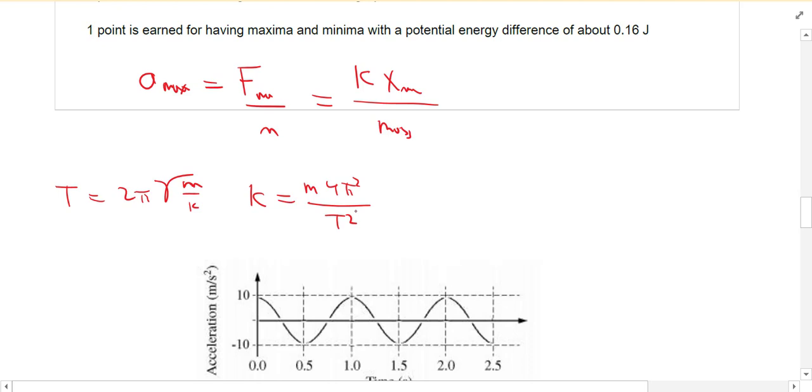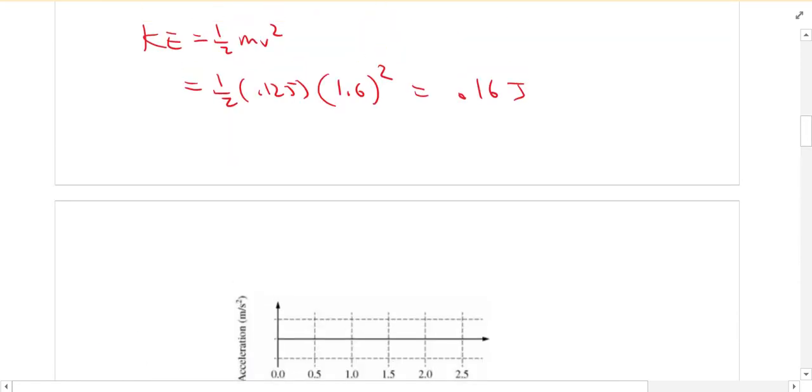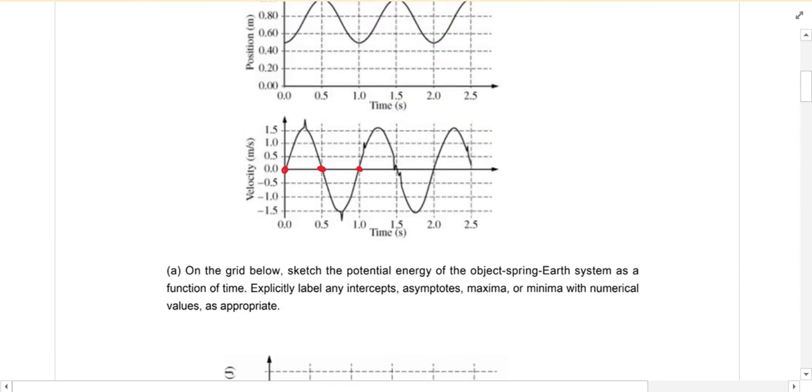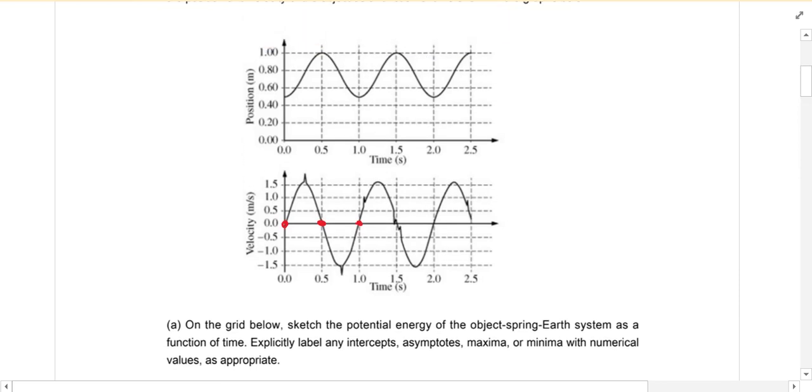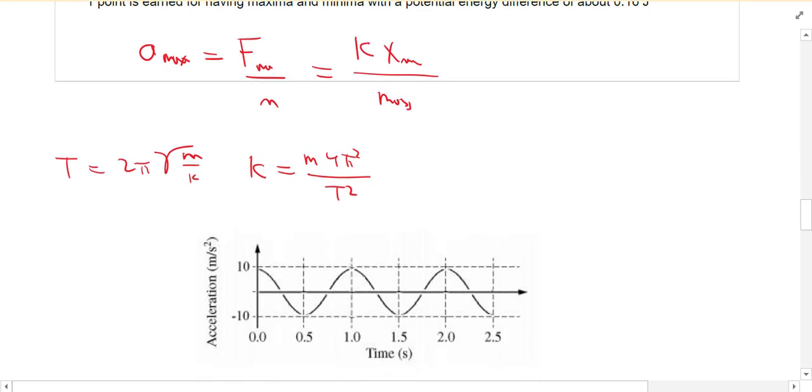So now you can put in the period, and you say, well, what's the period? You've got to go back to your graph and say, all right, when does this position repeat? And you say, oh, it's every 1 second from beginning position to another identical position. So you have the period, you have the mass of 0.125 kilograms, and you can put everything in to solve for the k value. And so if you plug in your values, you'll find the k value was 4.93.